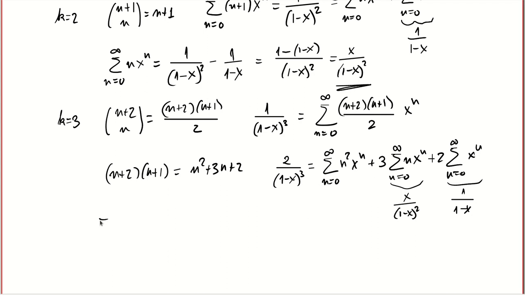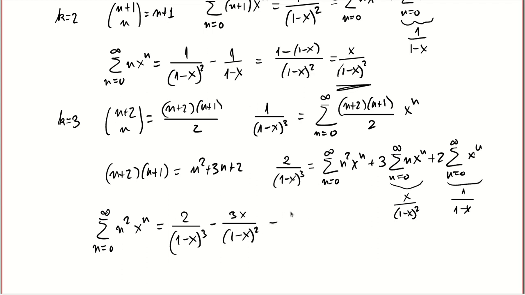So from this expression, we can obtain this other sum. The sum of n squared x to the n is equal to 2 over 1 minus x cubed minus 3x over 1 minus x squared minus 2 over 1 minus x. So if you want to know the value, you can expand this, simplify, and then you have your answer for this. And clearly, we can continue this procedure and obtain the series for any power that we have here.